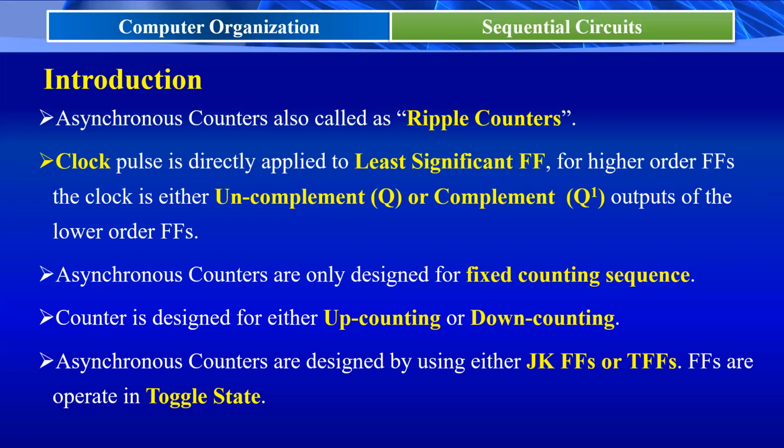These asynchronous counters are designed using purely JK flip-flops or T flip-flops, because in asynchronous counters the flip-flop should operate in toggle state. The toggle condition we get only from a JK flip-flop or a T flip-flop. But in the case of synchronous counters, we can design with any type of flip-flop. There is no such restriction. There we calculate the flip-flop inputs, but here we are not calculating any flip-flop inputs. Always the flip-flop inputs are connected to logic 1.